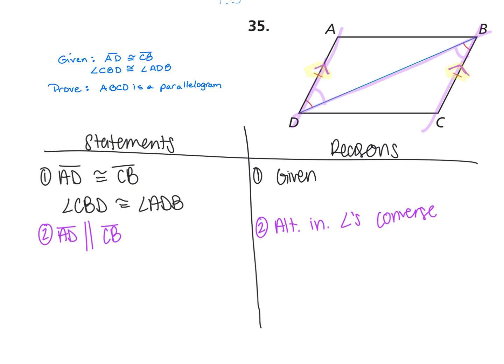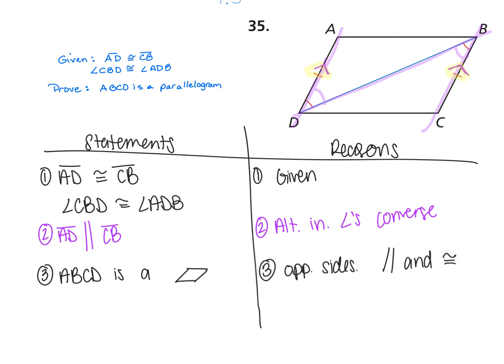So the last one would be 3, ABCD is a parallelogram. And my reason is going to be opposite sides, parallel, and congruent theorem. Okay, so again, you have to remember your theorems.